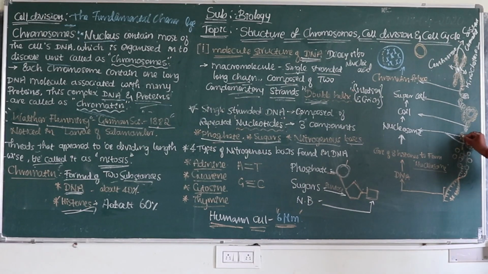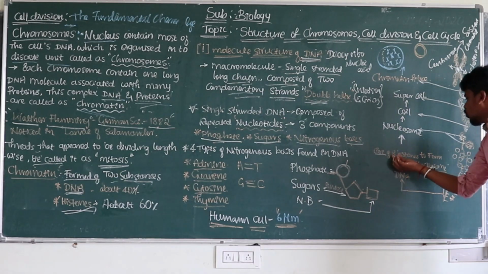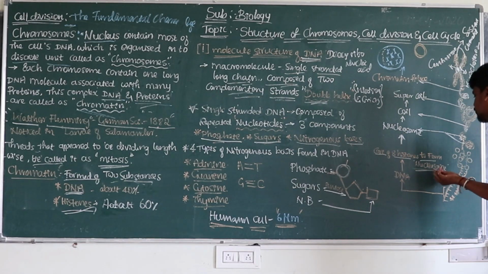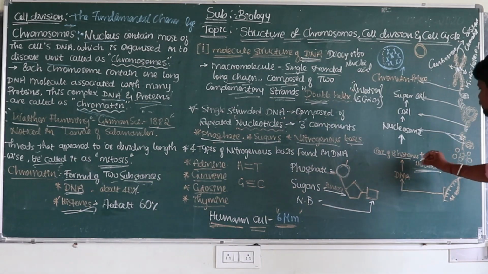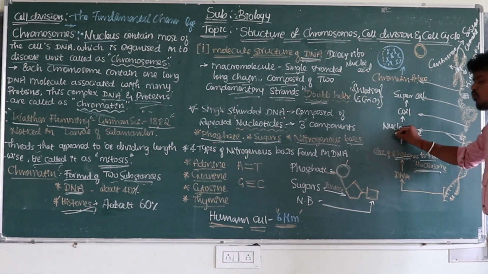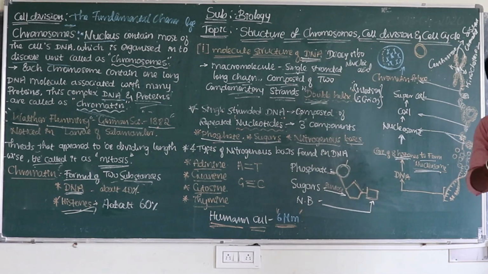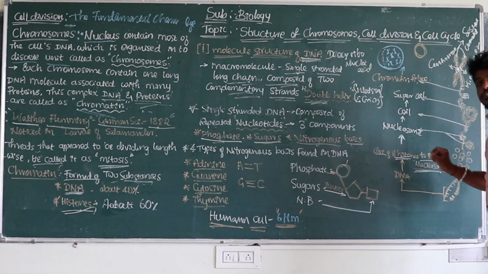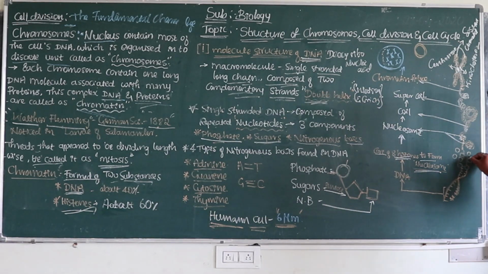Here, on the surface of the nucleosomes, there will be 8 core histones to form the nucleosomes. There will be 8 different types of histones to form the nucleosomes. The DNA will be covered on the histones. When uncoiling of the DNA, there will be the formation of a new strand.